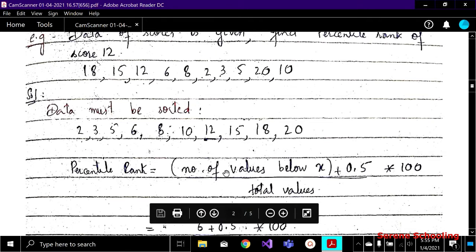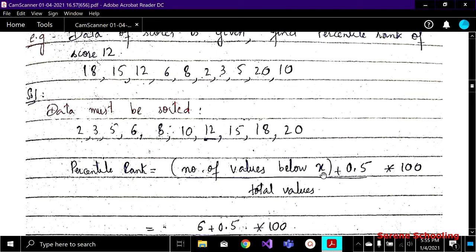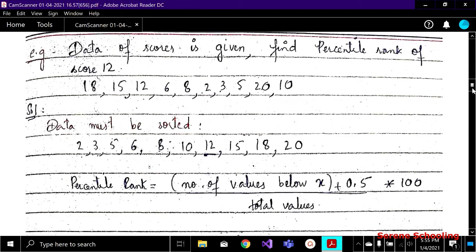So in the number of values before x, what is this x? We are told to find the percentile rank of 12, right? So this 12 is my x. We are given some x, this is that x. As we know that for percentiles and medians, our data must be sorted, and this one is unsorted, meaning unarranged, right?